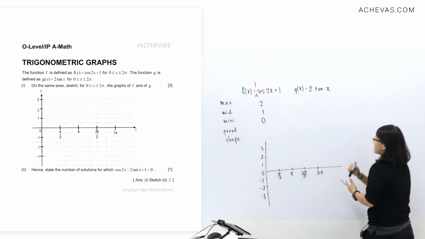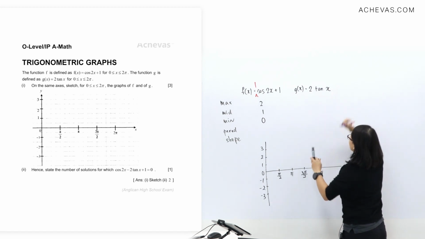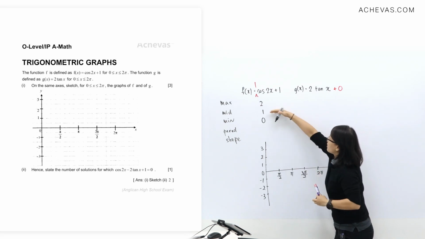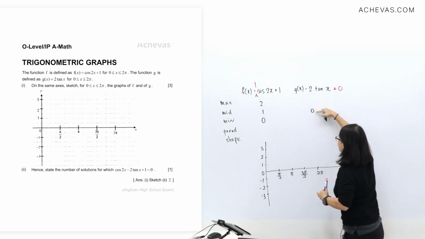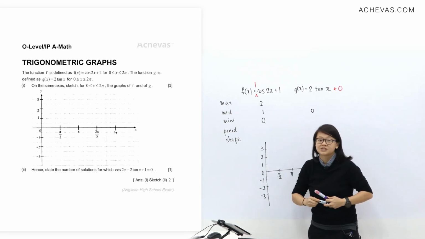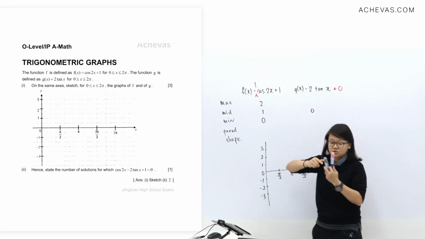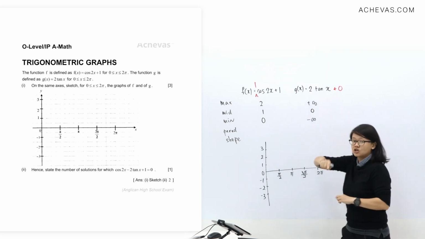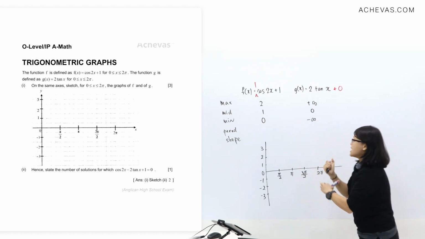Now let's take a look at the tangent graph here. Tangent graph, there's no standard number. That means this is 0, so the middle of the graph is going to be 0. That means it's the x-axis. Now be careful of the tangent graph. There's no amplitude. We draw all the way to positive infinity, and for the minimum, we draw all the way to negative infinity.